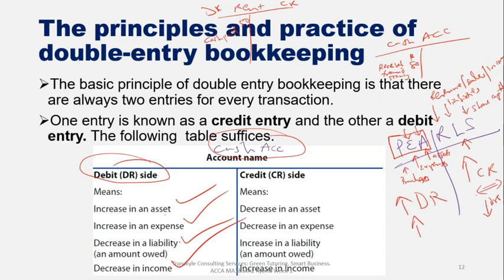Now, the credit side means a decrease in assets. So when these first letters of the acronym are being decreased, going down, we credit. So a decrease in expense, we credit. But an increase in liability, the L here, we have to credit. Then increase in income again, we credit. So simple. That's the double entry bookkeeping system, ladies and gentlemen.